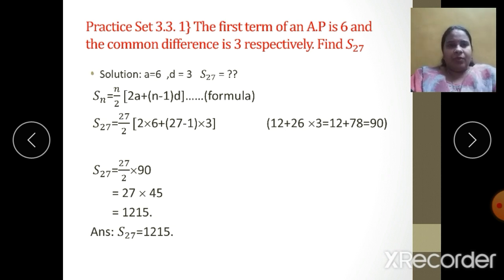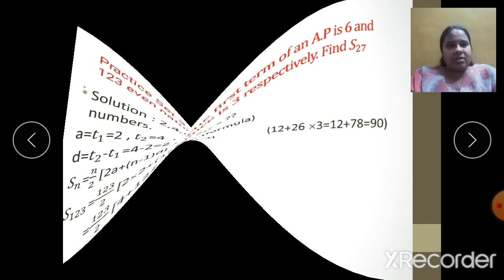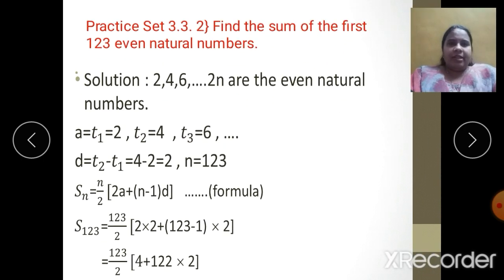Okay, I hope you have understood this. Let us take the next sum. Find the sum of first 123 even natural numbers. Again, the AP is not given. We need to get the AP, then only I can find the sum. To get the AP, what is to be done?